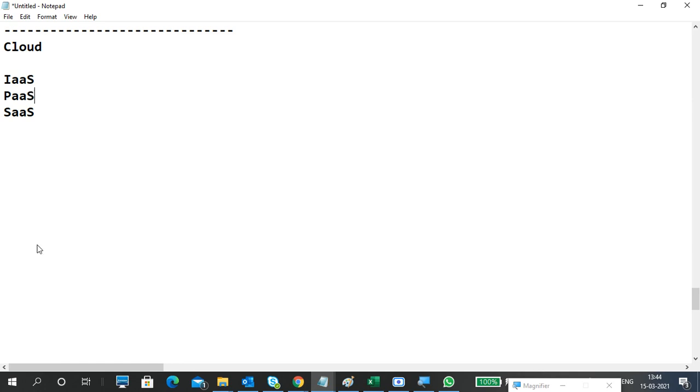Infrastructure as a service means you are accessing infrastructure. For example, I need two virtual machines, so I will get two virtual machines directly from the cloud. That is infrastructure as a service. For example, I need a 4 core CPU, 8 GB RAM, and 2 terabytes of hard disk. I will pay for that and get that virtual machine. I can access it from anywhere, so no dedicated PCs are required.